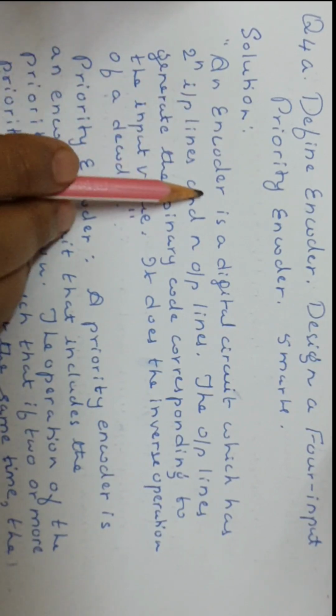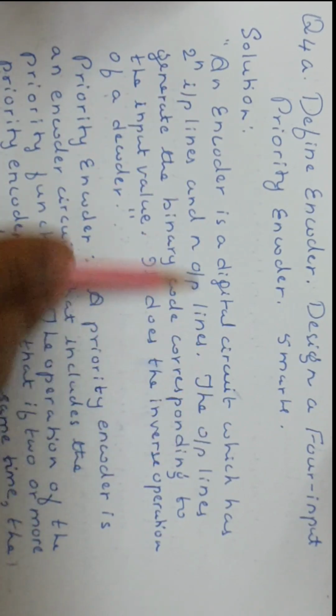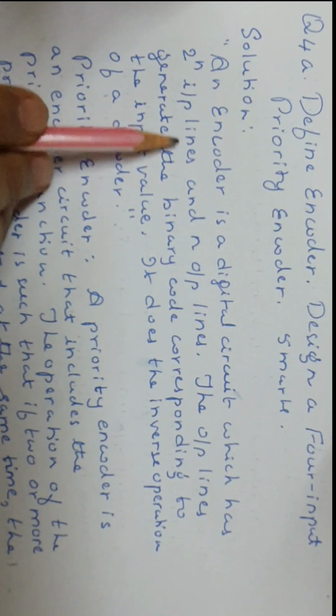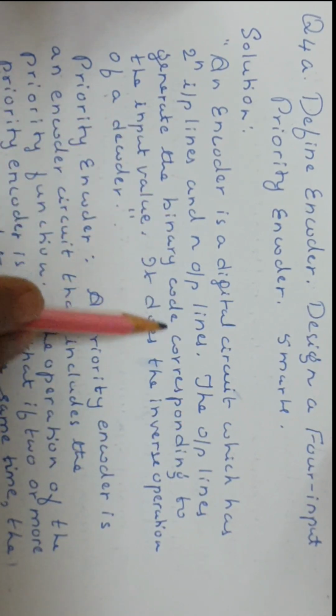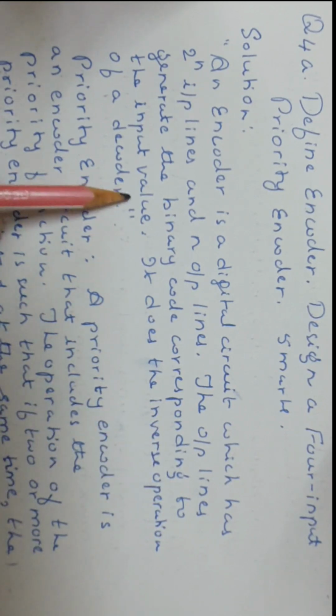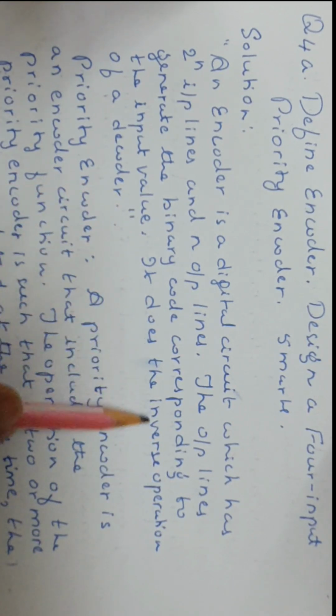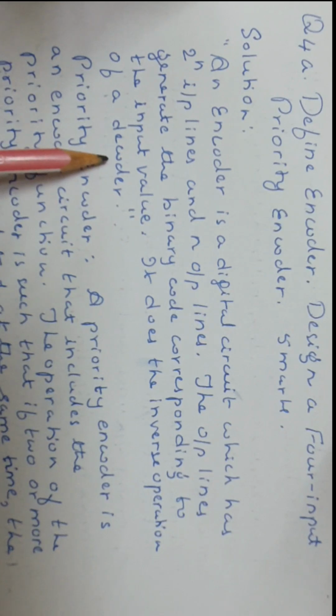Solution: an encoder is a digital circuit which has 2 raised to n input lines and n output lines. The output lines generate the binary code representing the input value. It does the inverse operation of a decoder.